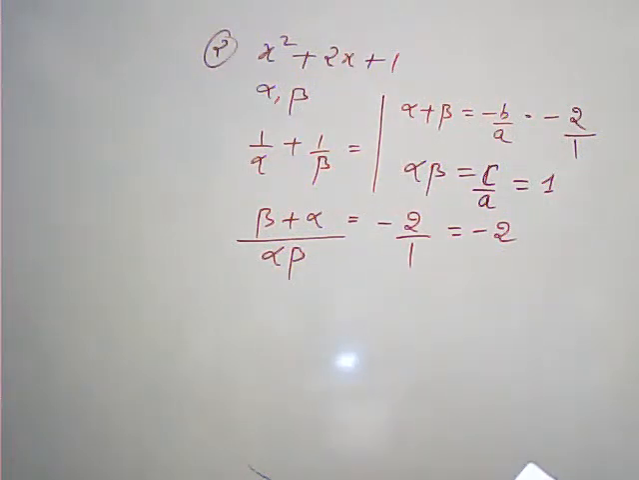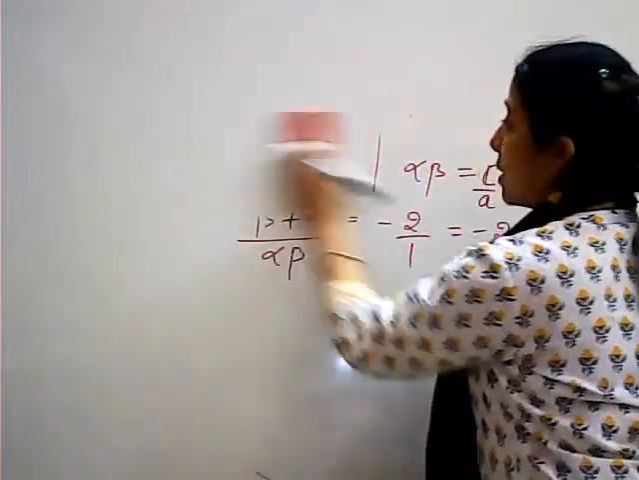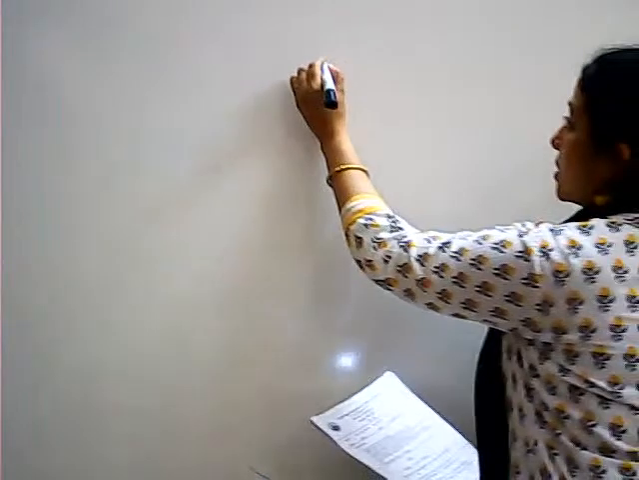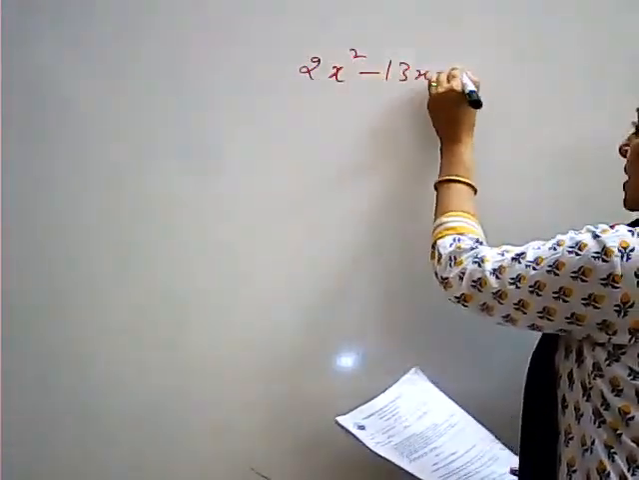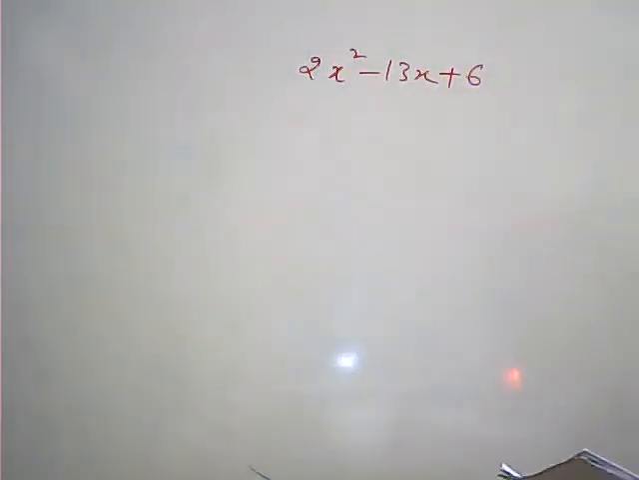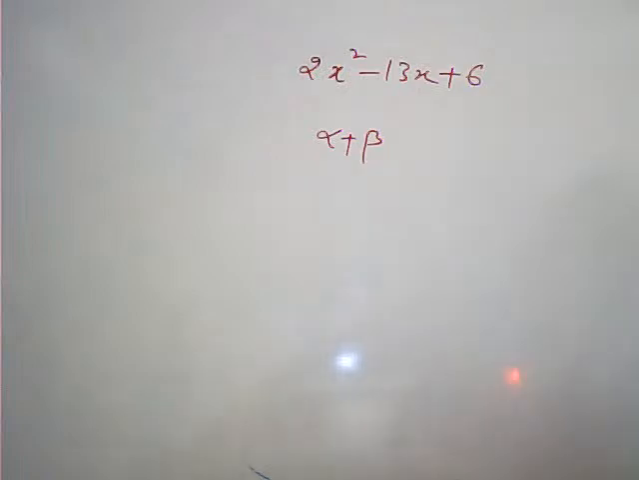Okay. So next, the or part is also there for the same question, the second question. So you need to practice your alpha beta type questions from RD also, or you can get the questions from other resources also. Okay. So now this is the equation, 2x square minus 13x plus 6. So this is the polynomial, and alpha and beta are the zeros of the polynomial, and you need to find the value of alpha plus beta.